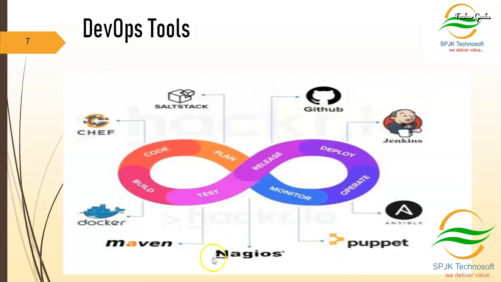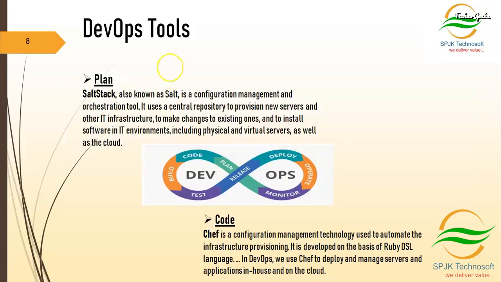And you can see Nagios. This is the tool which integrates both hardware and software platforms. It keeps track of network infrastructure, hardware infrastructure, software tools, everything. Integration is made by this Nagios tool. Now we will see these tools briefly, one by one. The first one, for the planning stage, is SaltStack, also known as Salt.